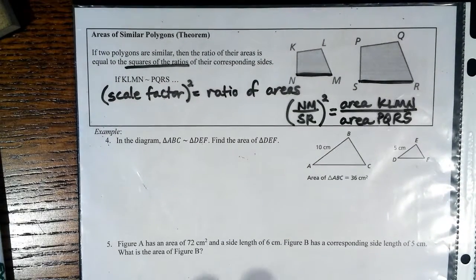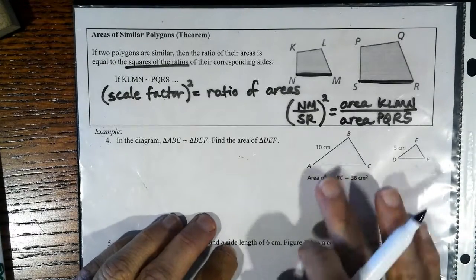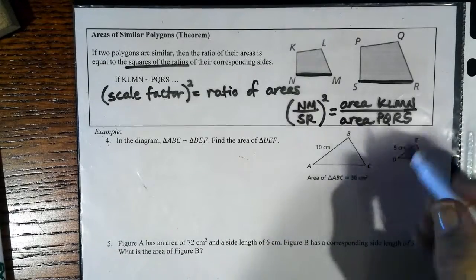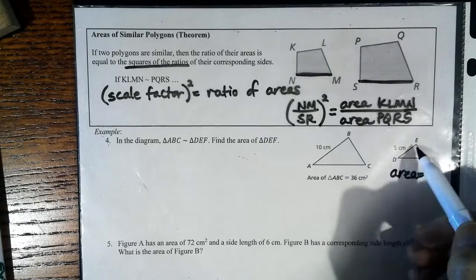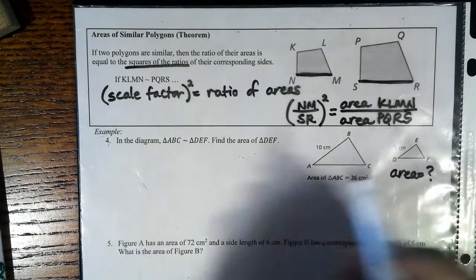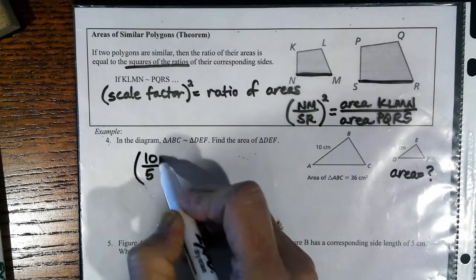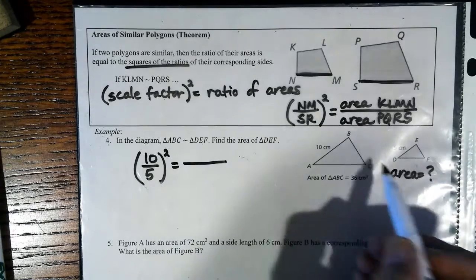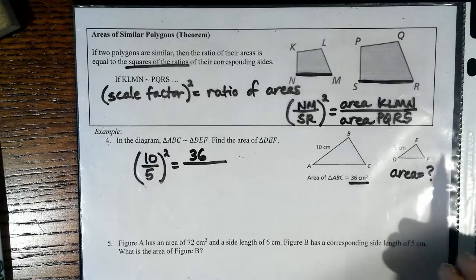And I know everybody here knows how area works, so I'll just go ahead and jump right into an example. We've got this one similar to that one. Find the area of DEF. Okay, so we're looking for this area over here. These two sides will give me K, my scale factor. So we'll do 10 over 5, and we're going to square it. It's going to equal the area of this one, which is 36, over the area of this one, which I don't know.